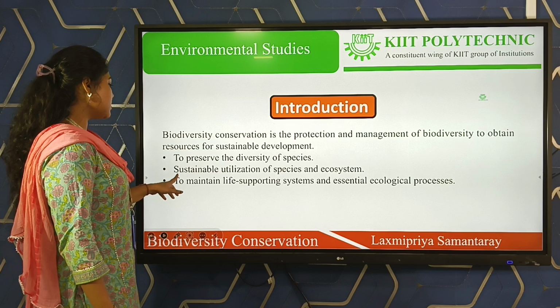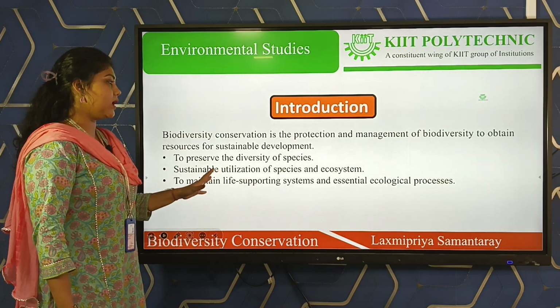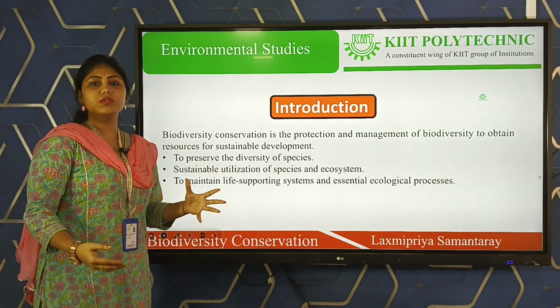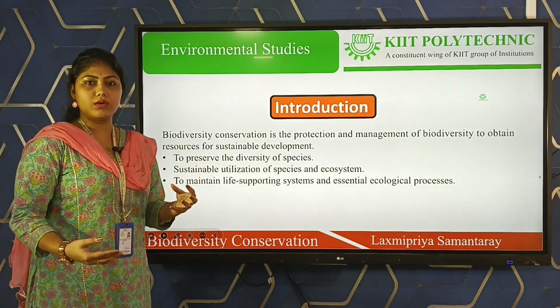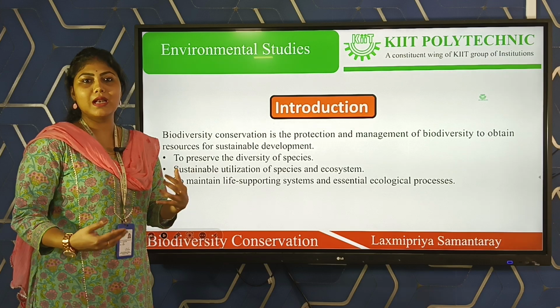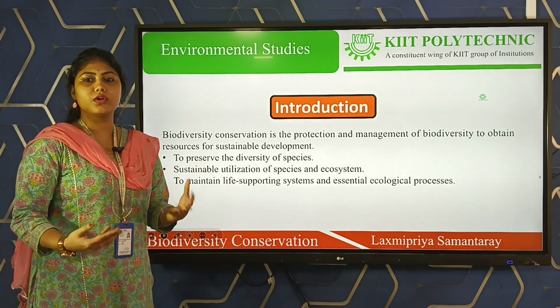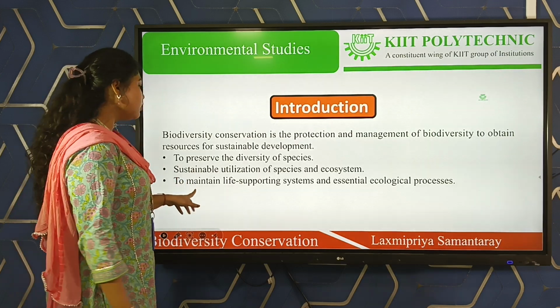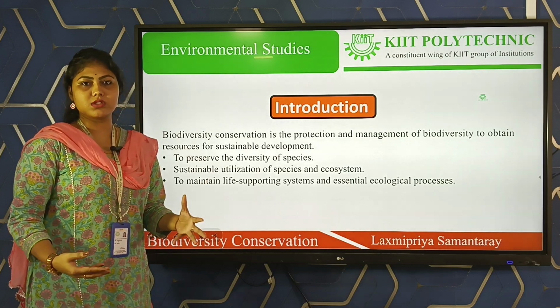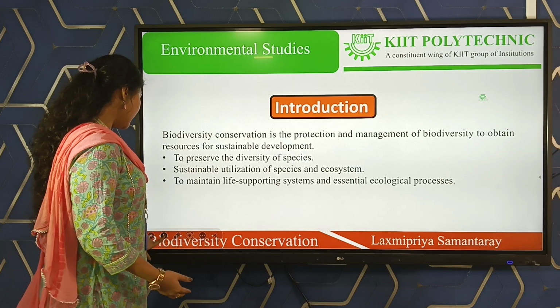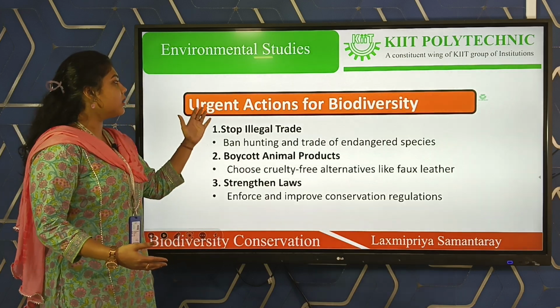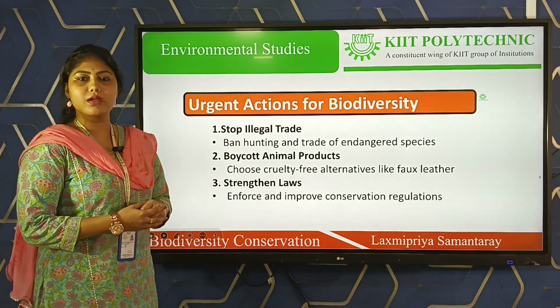And next is the sustainable utilization of species and the ecosystem. We have to see how our ecosystem works and what is needed to stay alive for future generations, and how to maintain the life system for the species. For that we have to take certain steps. So what are the urgent actions for biodiversity?